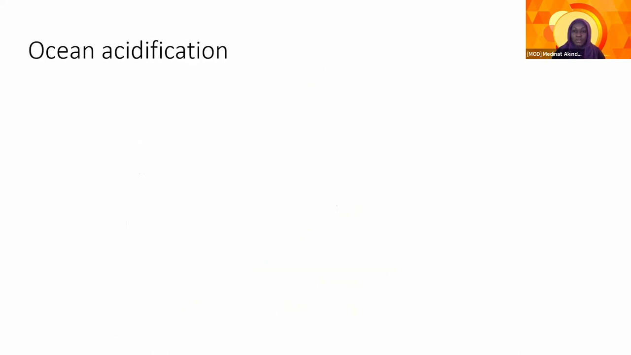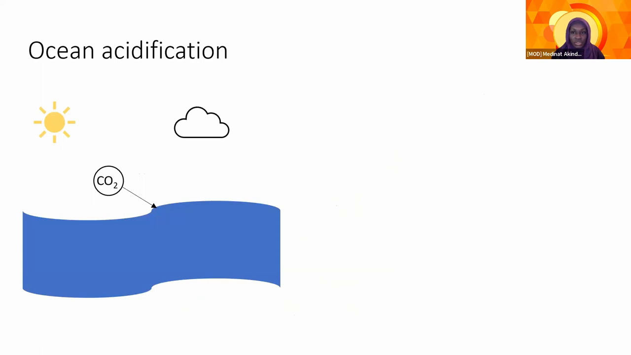So now we're going to look at our first climate change impact, which is ocean acidification. So we have CO2 in the atmosphere or in the environment. It can dissolve into the oceans to form carbonic acid, which we can represent by hydrogen ions.